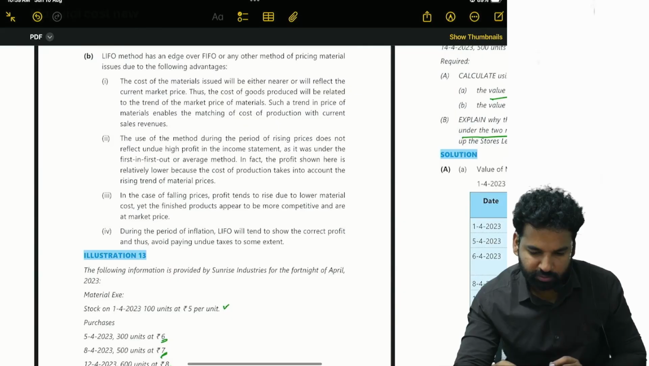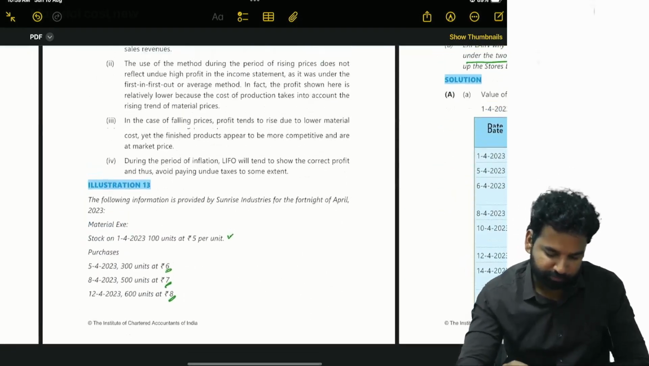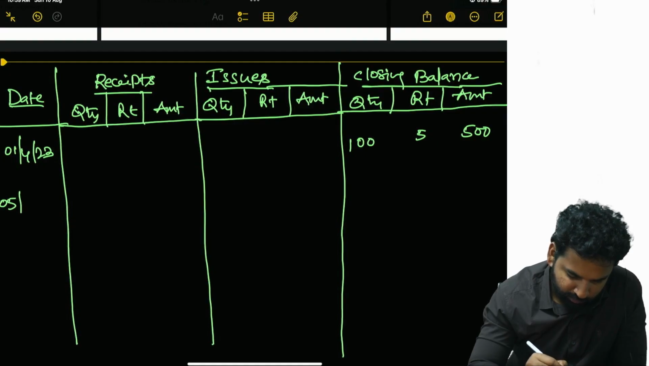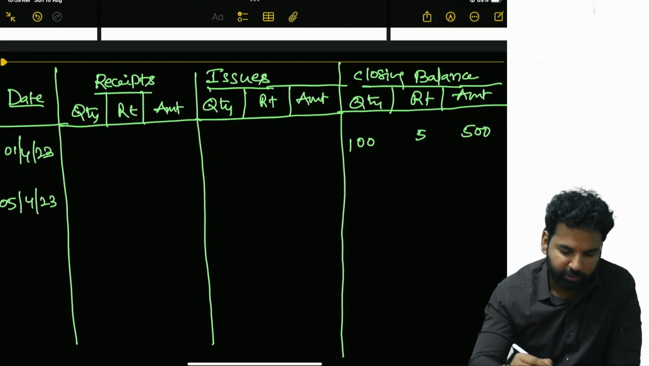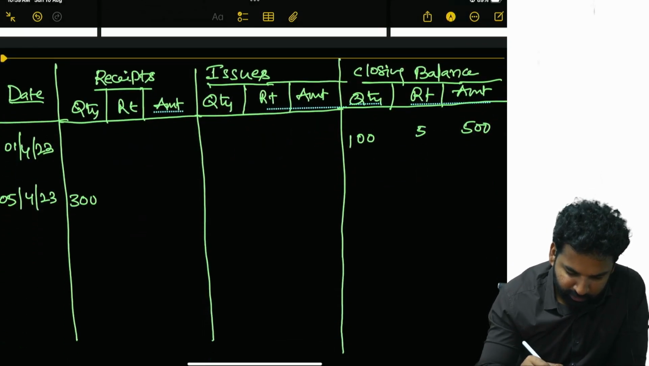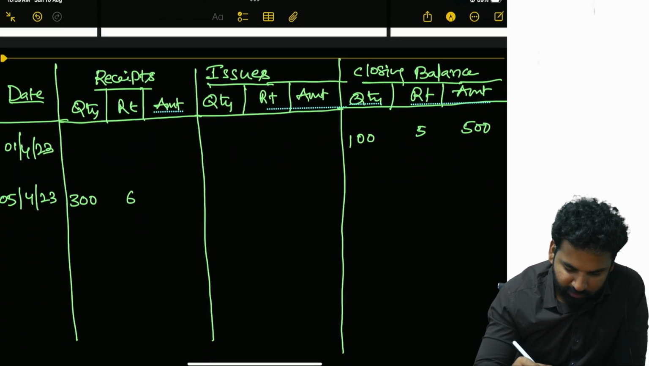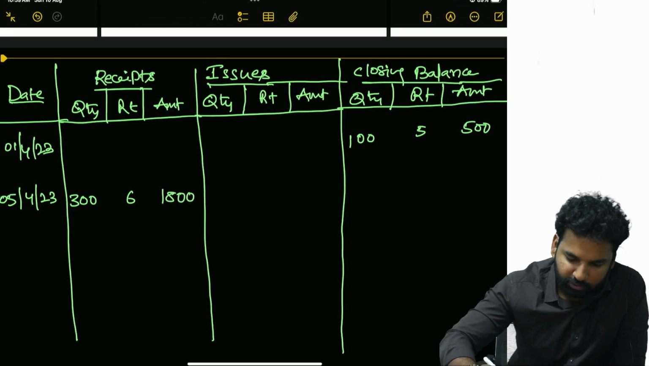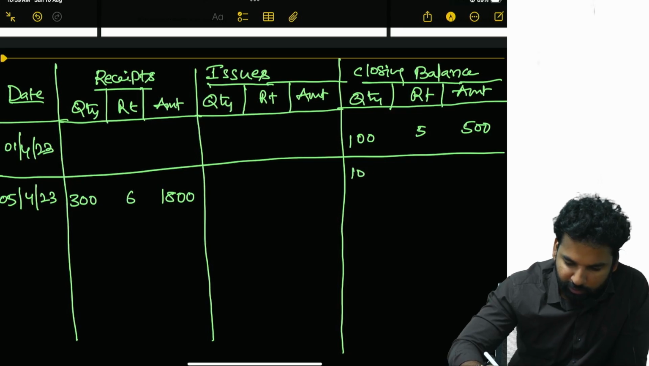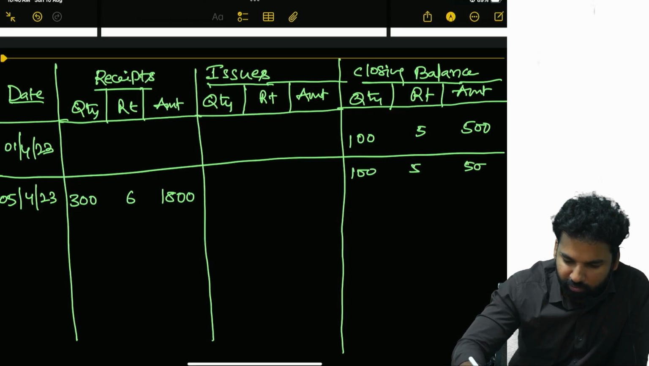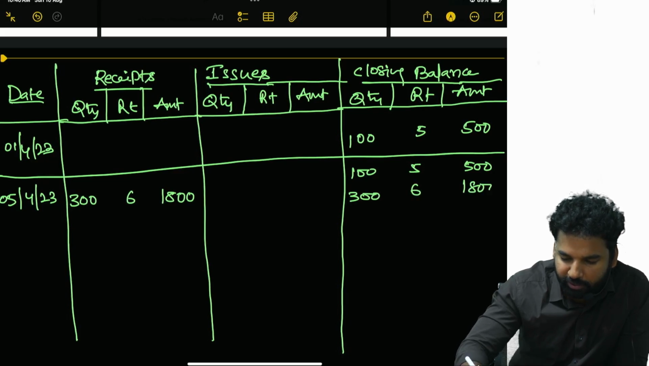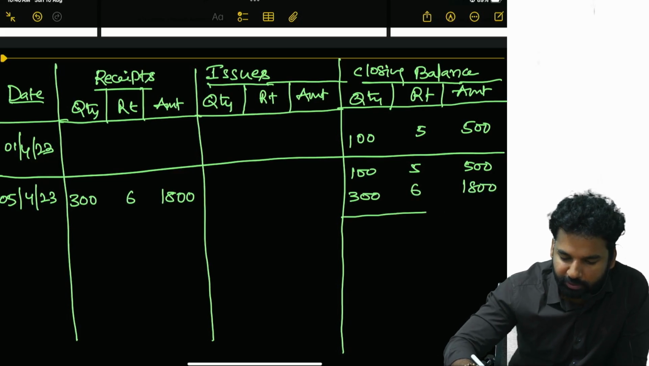Next purchase on 5th, so 5/4/23, receipt. How many units? 300 units at rupees 6. That means 1800. So what will be there in the closing stock then? 100 at 5 each will be 500, and 300 at 6 each will be 1800. So this will be there in the stock.